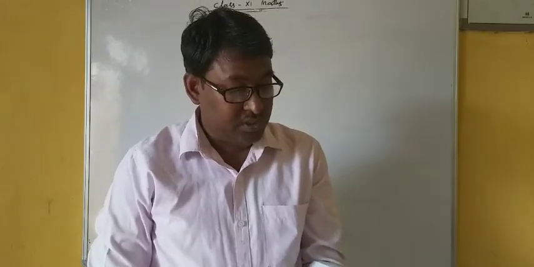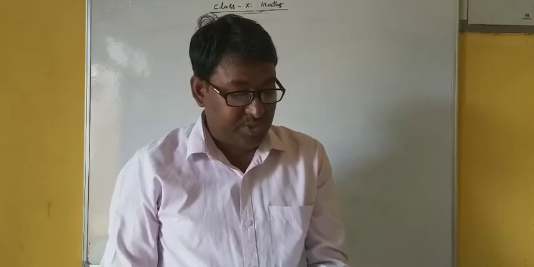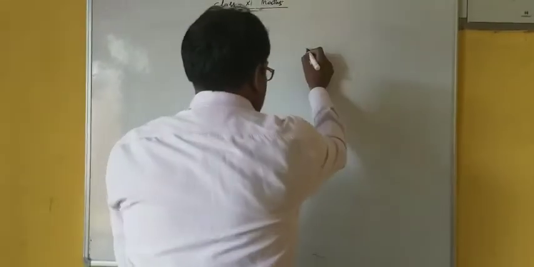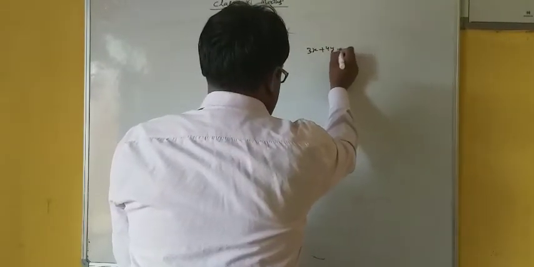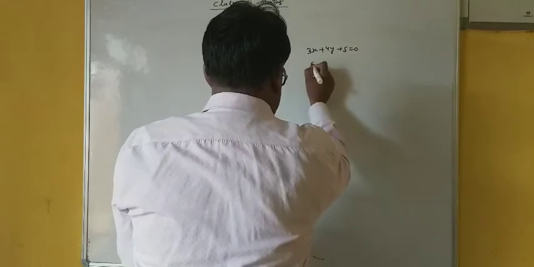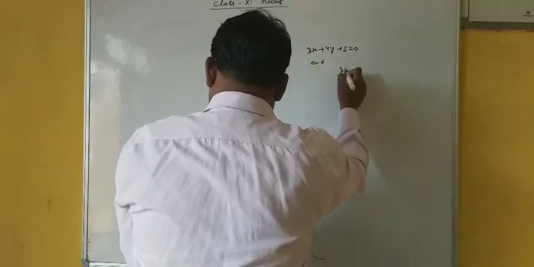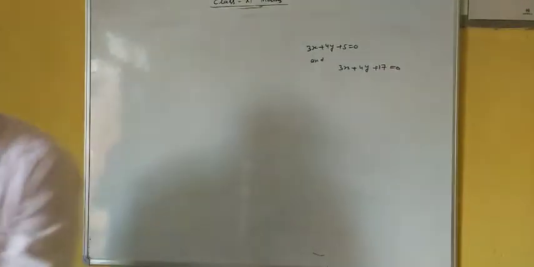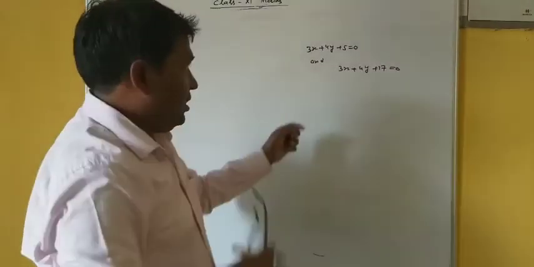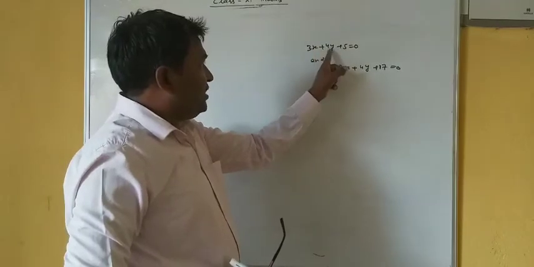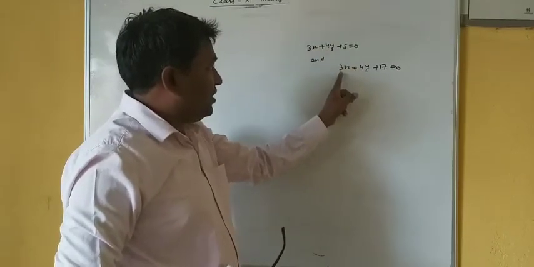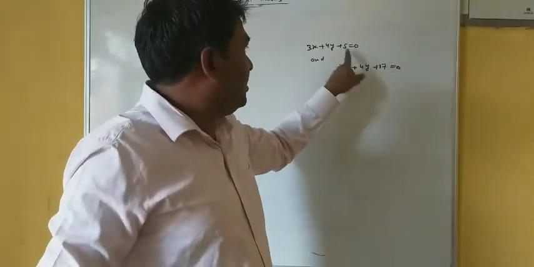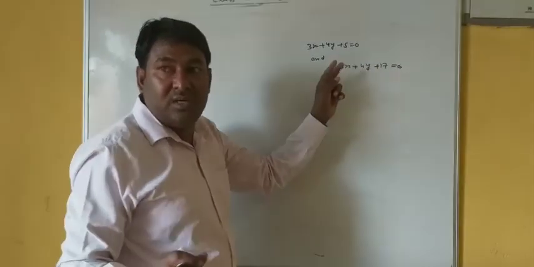Now the next numerical is: find the perpendicular distance between the lines 3x plus 4y plus 5 is equal to 0, and the other, 3x plus 4y plus 17 is equal to 0. See, quite simple. As we know, here the coefficients of x and y in this line are 3 and 4, and here also 3 and 4. The only difference is in the constant terms. That's why these two lines are parallel lines.